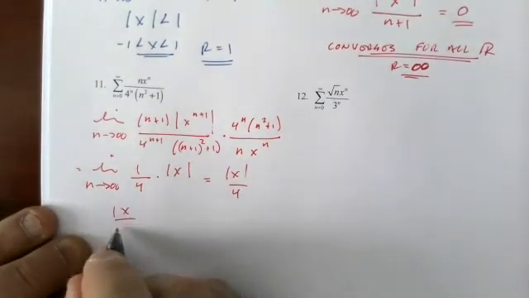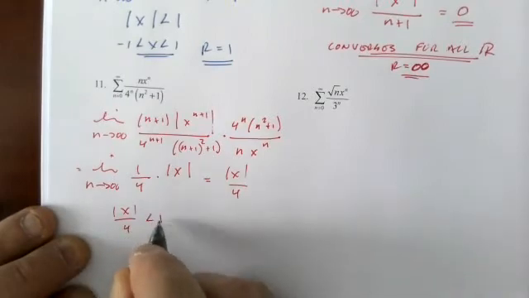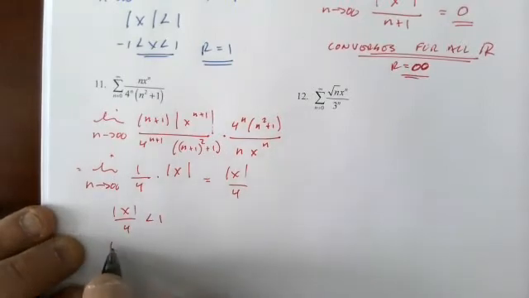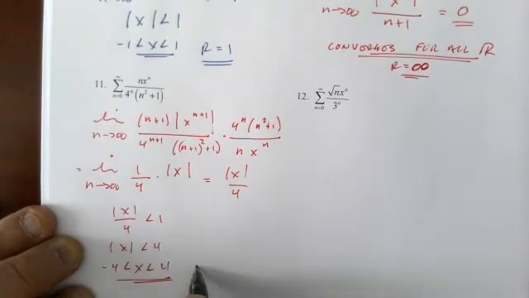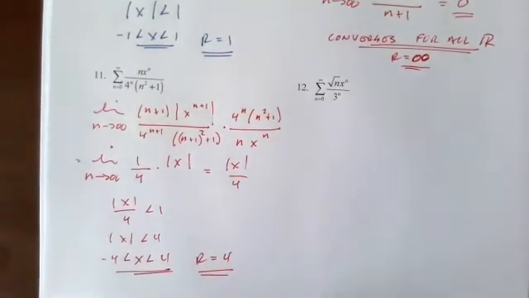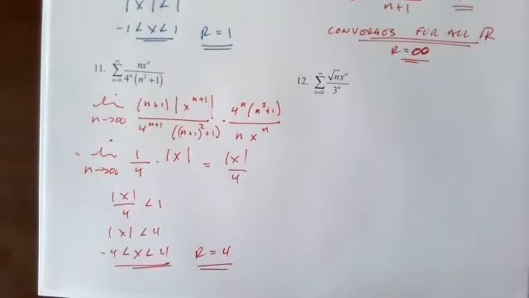Absolute value of x over 4 has to be less than 1. Absolute value of x has to be less than 4. Negative 4 less than x less than 4. R equals 4. I might have gone off screen again. Good.